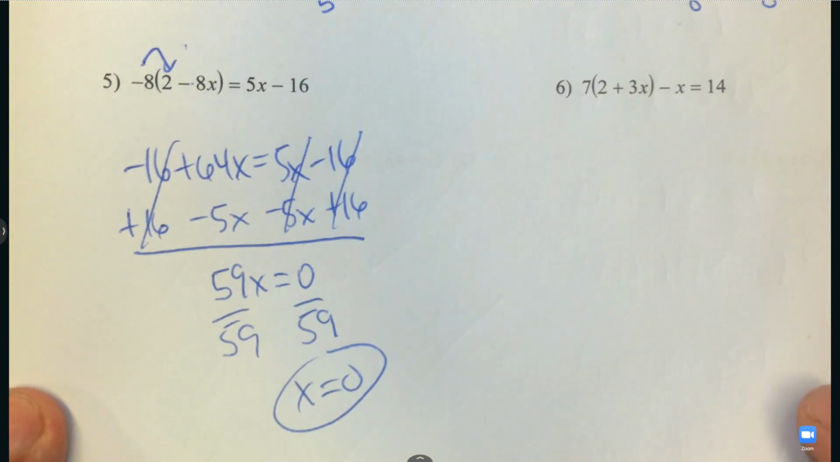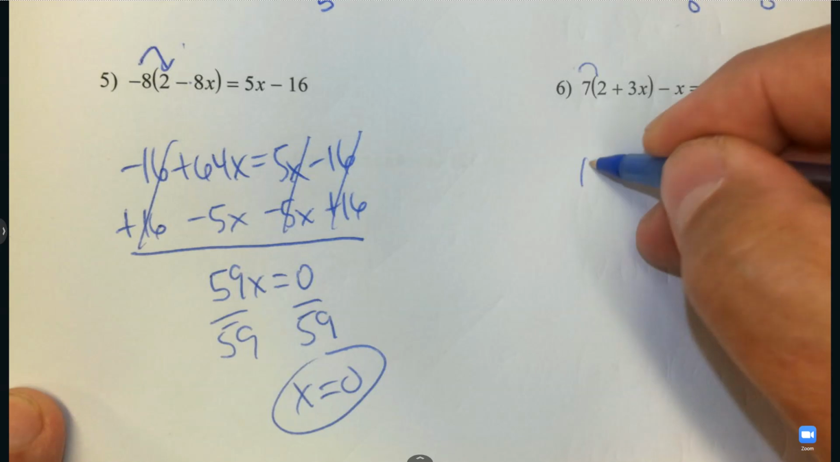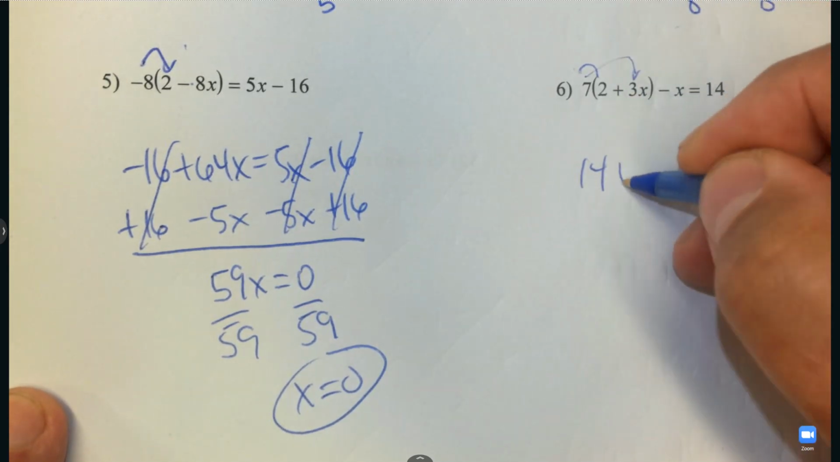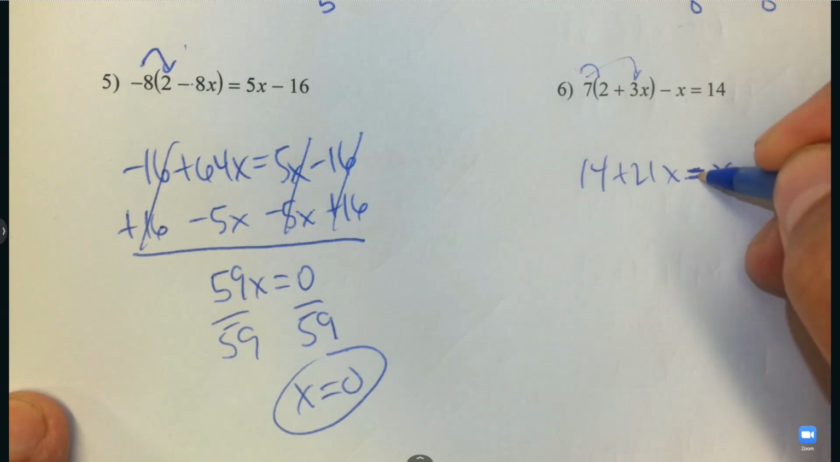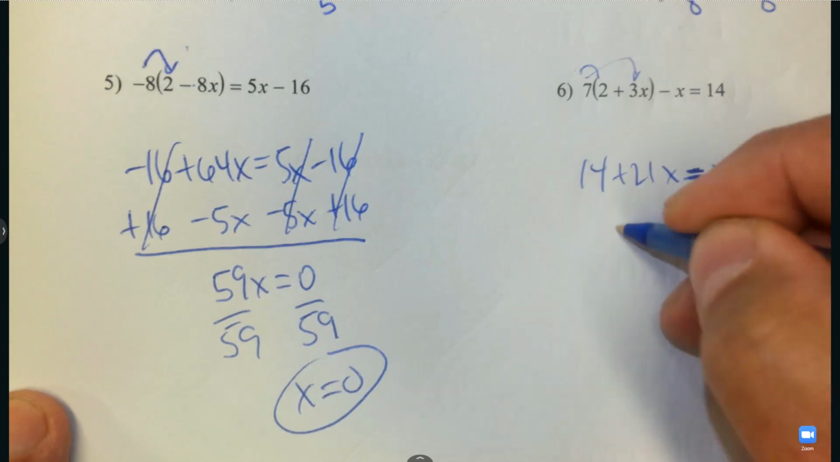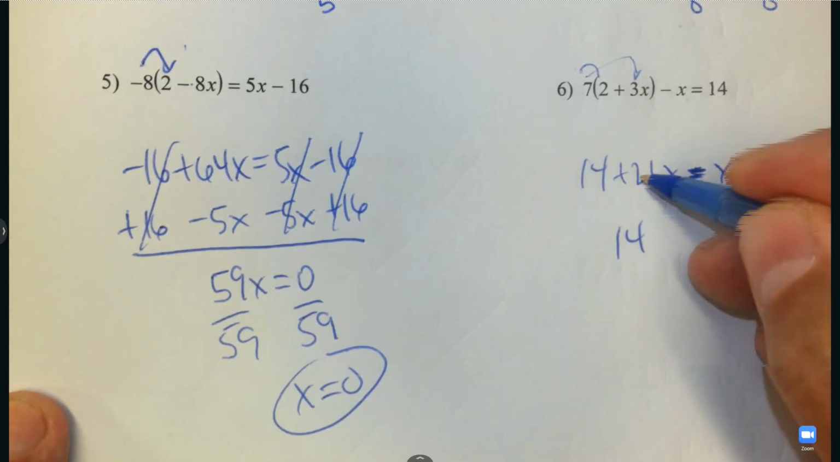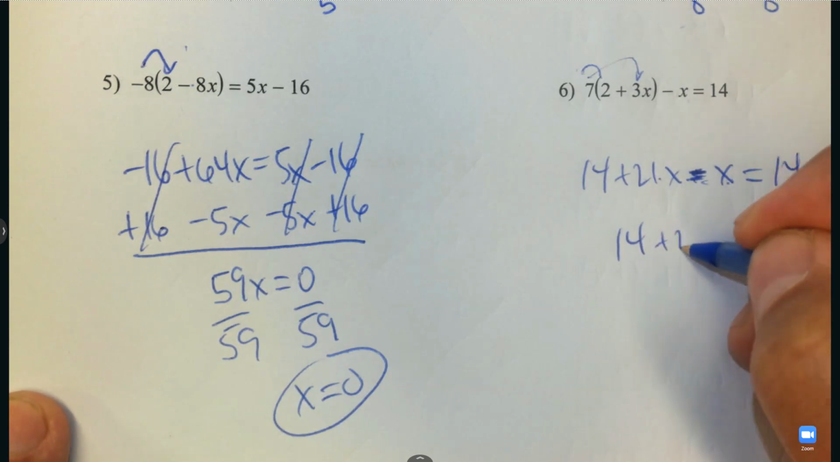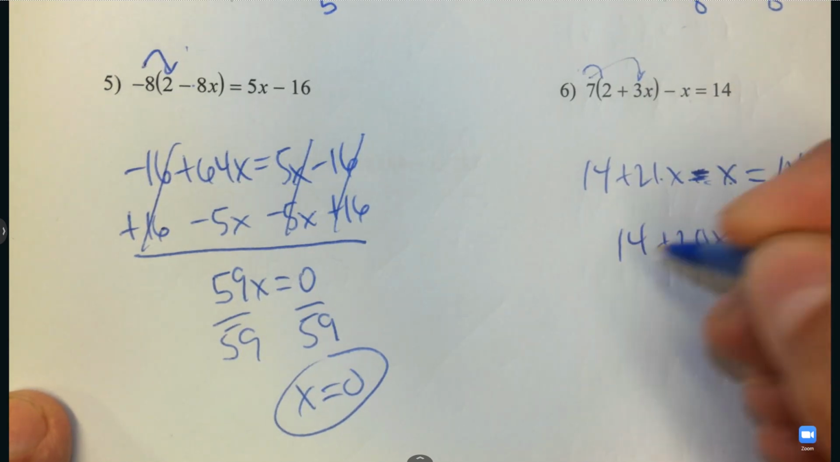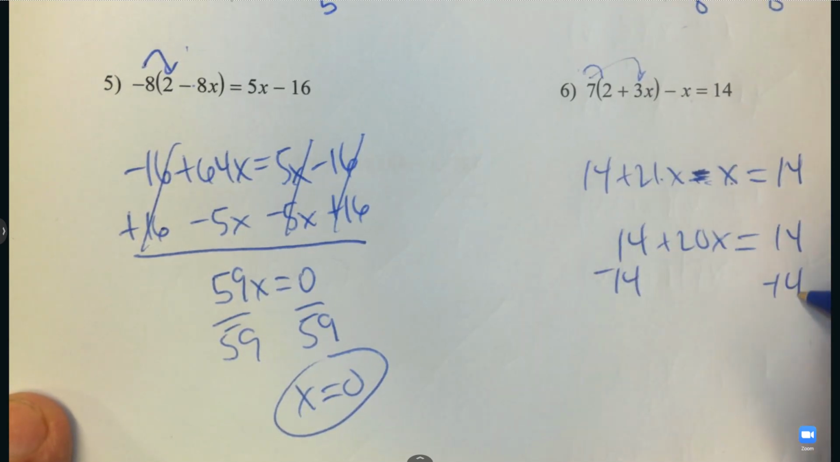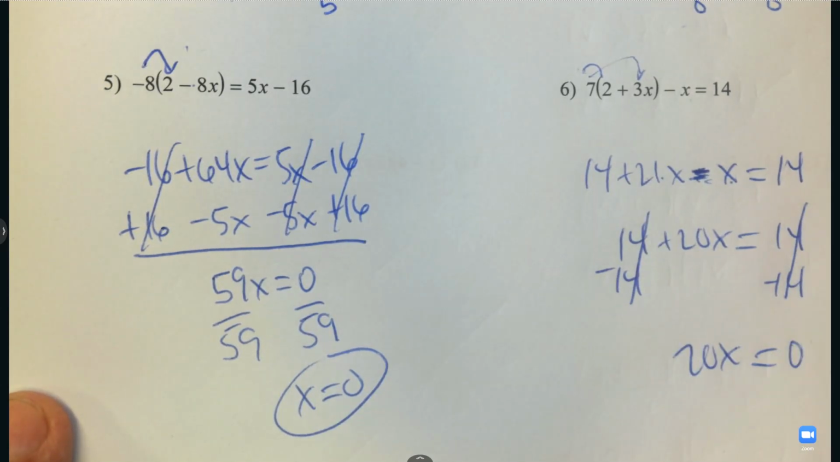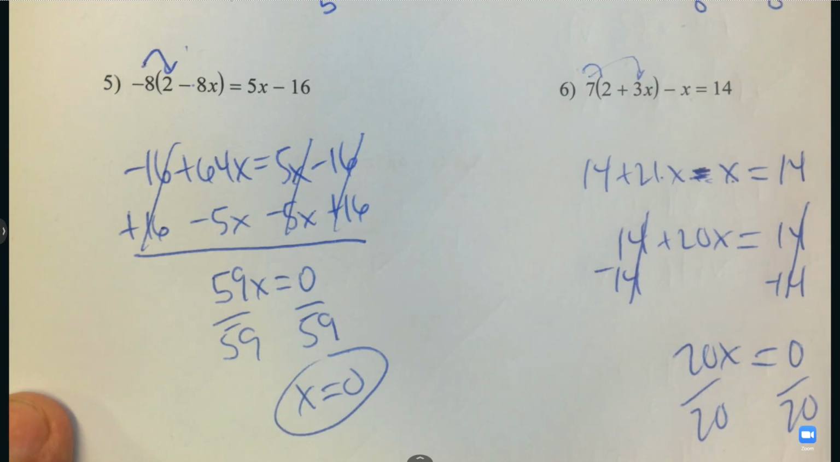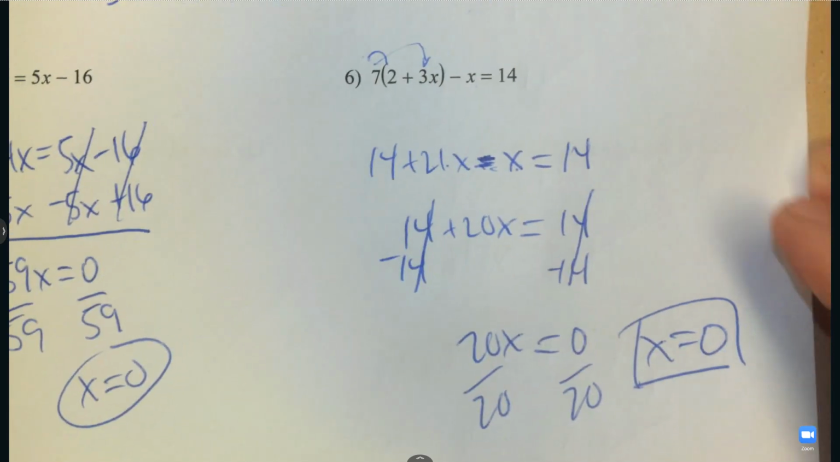All right, let's distribute again. So we're multiplying. Oops, that's minus x. Nice, there's my equal sign. I'm going to combine like terms. So this is 21 minus 1. That's 20. I'm going to subtract 14. So 14 take away 14, 0. Again, when I divide by 0, the answer is 0.